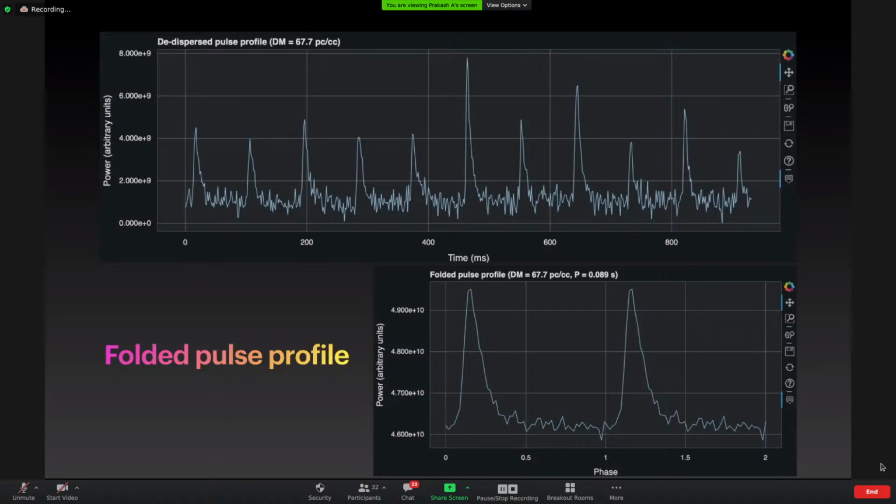Does it answer the question you had about the relation between scattering and dispersion? Hope he got it. So yeah, Prakash, you can continue.